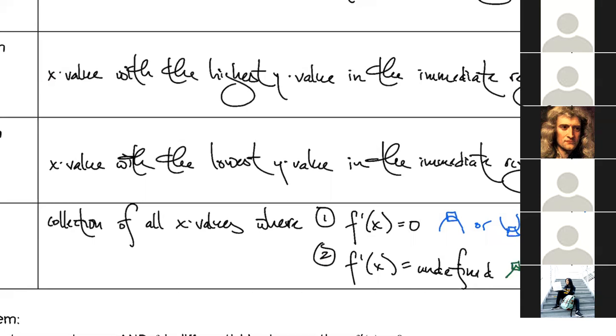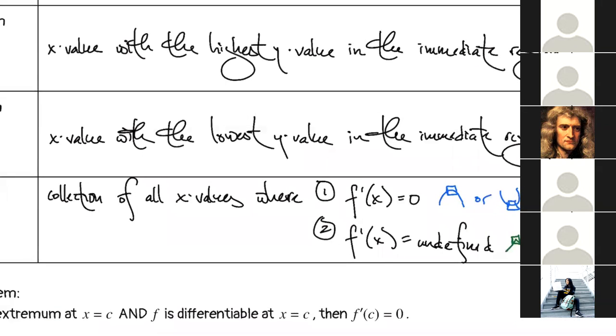So maybe a pointy part of the function. It's not smooth. So the slope on one side is one number, the slope on the other side is another number, and it changes so drastically in that moment. And so at those points, we say that the slope is undefined or that the first derivative is undefined.